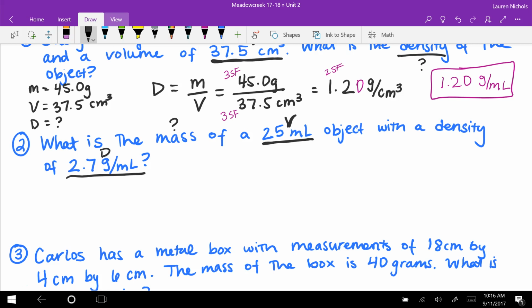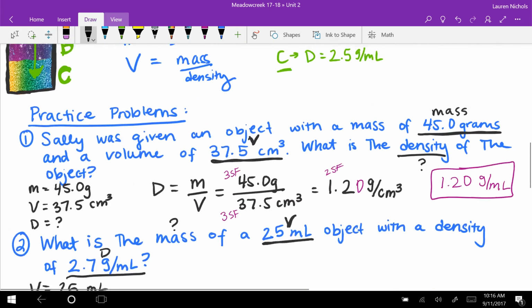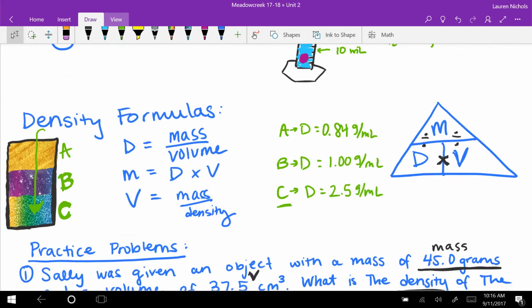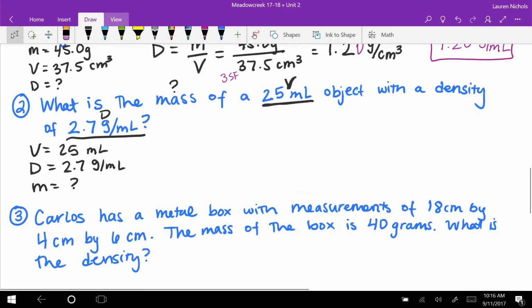So we're going to write down our givens. We know that our volume is 25 milliliters. Our density is 2.7 grams per milliliter, and our unknown in this case is mass. Now, we have our given, our unknown. The next step is E for equation. We're going to come back up here, and we know that if I cover up mass on my triangle, then I get density times volume. And so the formula I'm going to write down is mass equals density times volume.